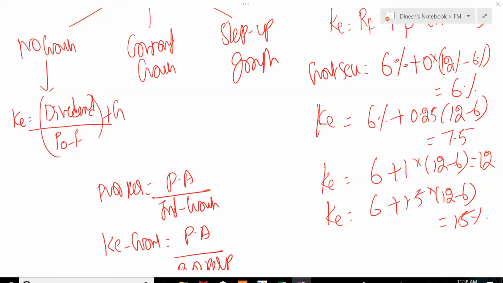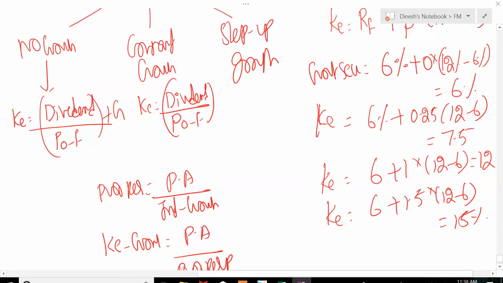Plus growth rate exists in the first formula also, but plus growth rate will become plus 0% because it's not growing. So I'm saying not to put plus 0%. So I've removed that. So this formula is K is equal to dividend by P naught minus F, plus growth rate. I'll explain this with the problem.